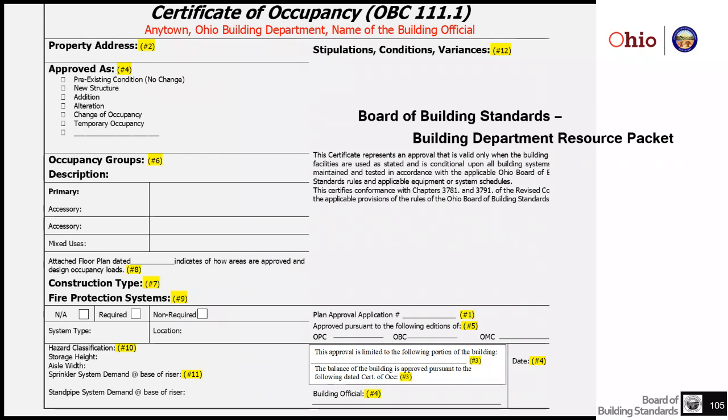Yes, 3 minutes. This one is certificate of occupancy, which is the other approval. So I mentioned that you have to get 2 approvals from the building department. One is a plan approval to start construction. One is a certificate of occupancy to occupy the building.